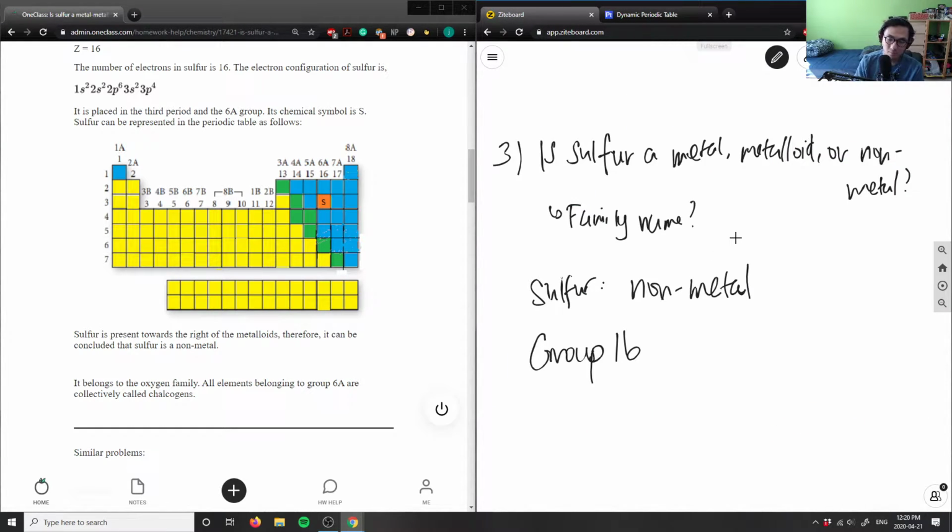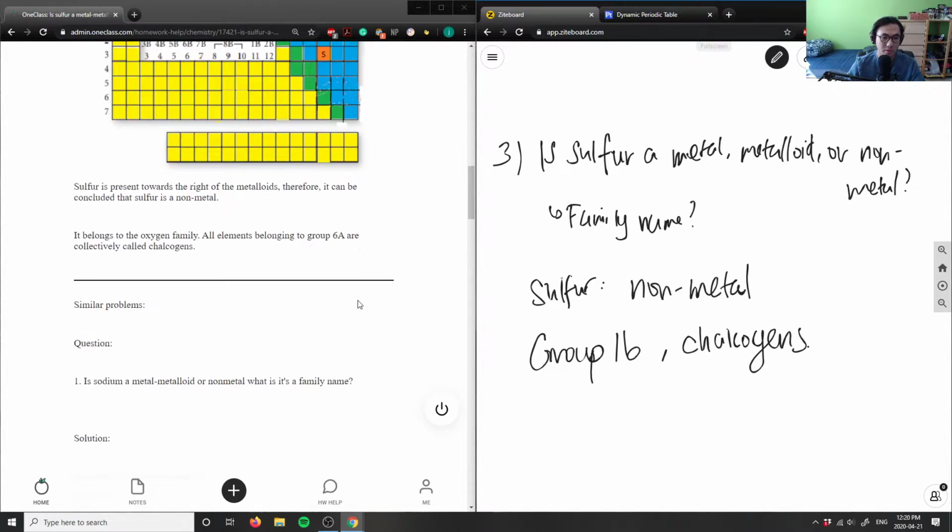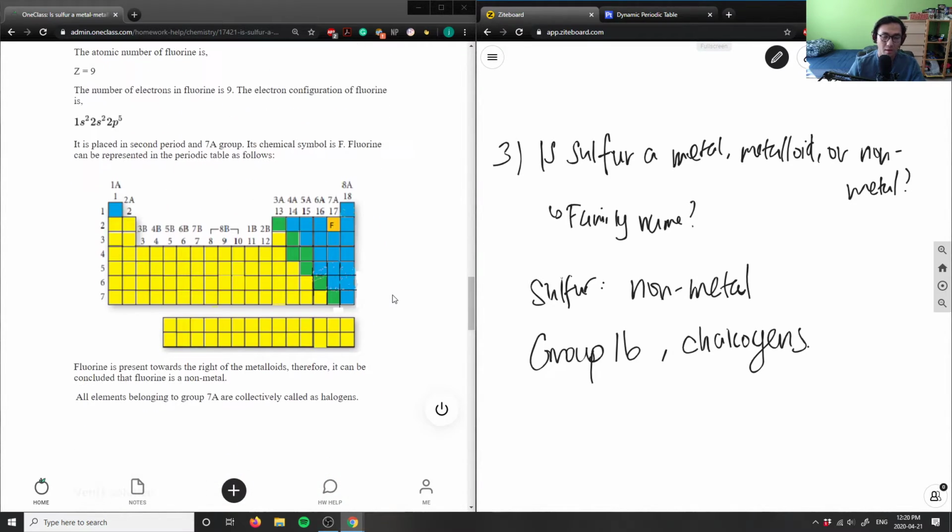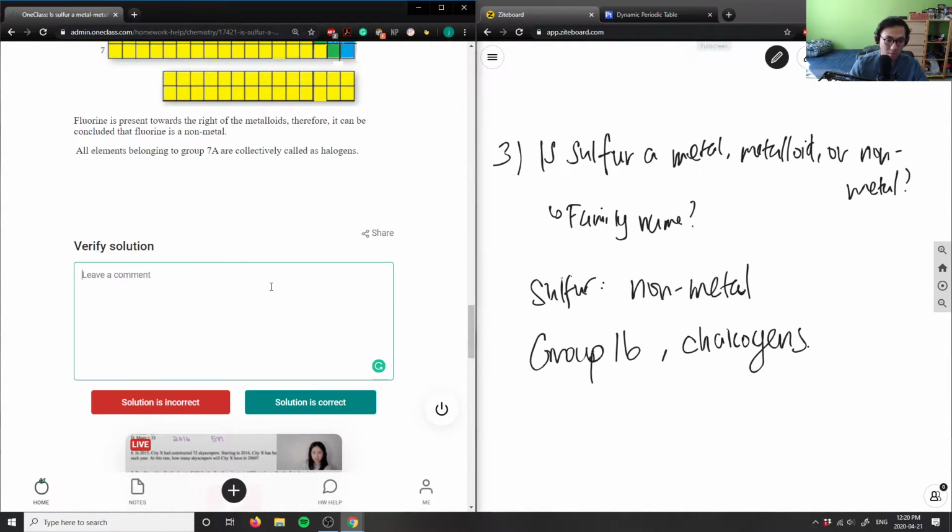So this here is my correct answer. Group 16 chalcogens is the family or group name, and sulfur is a non-metal. So this solution here is correct. And they have a very lengthy explanation actually, which is good. Great solution and logic.